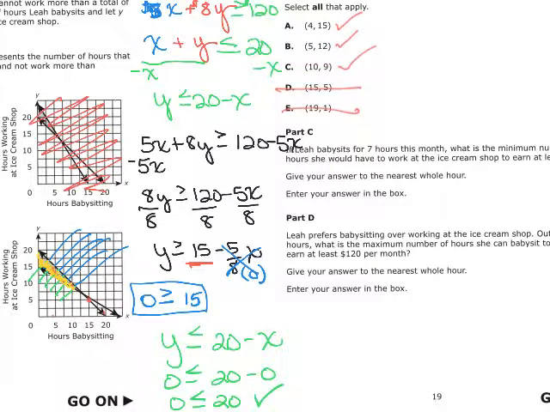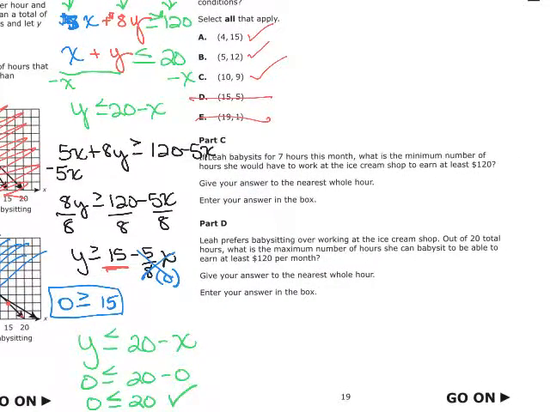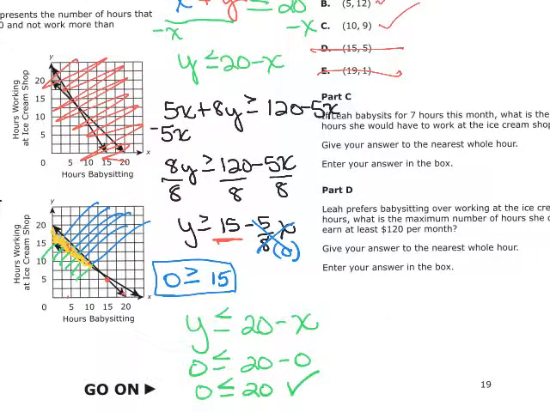If Leah babysits for 7 hours this month, what is the minimum hours she would need to work at the ice cream shop to earn at least $120? We can solve this really quickly by looking over here at the graph. Because if she's babysitting, here are our hours babysat. If she's babysitting at 7, we're going to go right here. What would be the minimum number of hours? So you can take a look, and I've made a mess of this graph, but basically right about at 11, and you can plop that in for your X values to see how that comes out. But that should come out to be about 11 reading that graph.